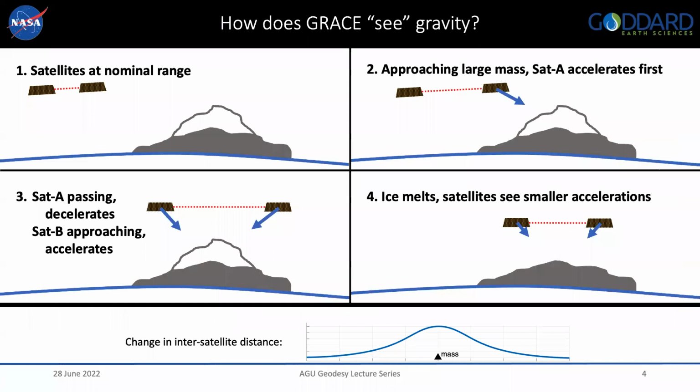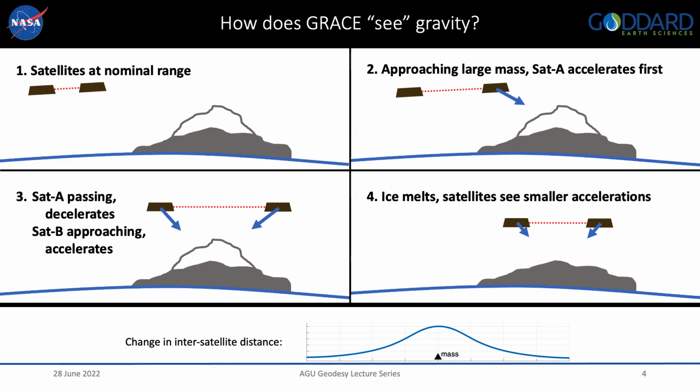To get an idea of how that works, I've put together this cartoon that can hopefully help explain how we can determine Earth's gravity field from the ranging measurement. In the first box, we have the two satellites, one flying in front of the other, taking that measurement. In the second box, the satellites approach some type of large mass, and the leading satellite approaches that mass first. It begins to accelerate towards the mass, and the distance between the two satellites starts to grow.